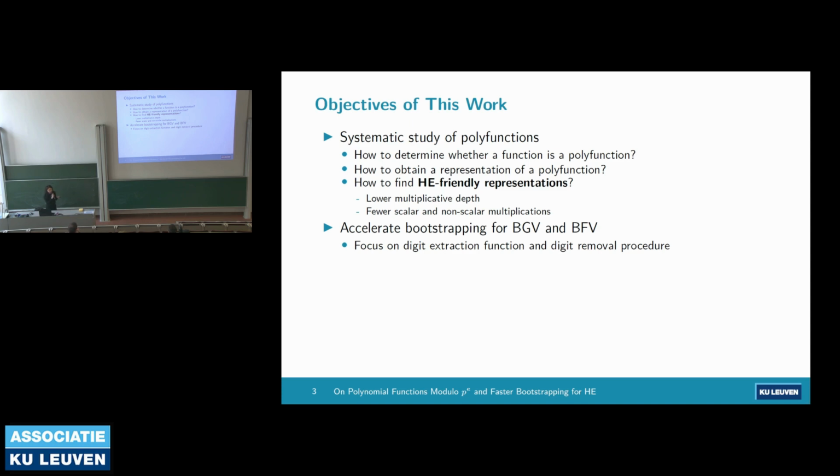As we will see later, every polyfunction has non-unique representations. So how to find representations that are more homomorphic encryption friendly? By that we mean polynomials of lower multiplicative depth, or requiring fewer scalar and non-scalar multiplications in their evaluation. With all these insights, we optimize the digit extraction function and the digit removal procedure, hence accelerating bootstrapping for BGV and BFV.